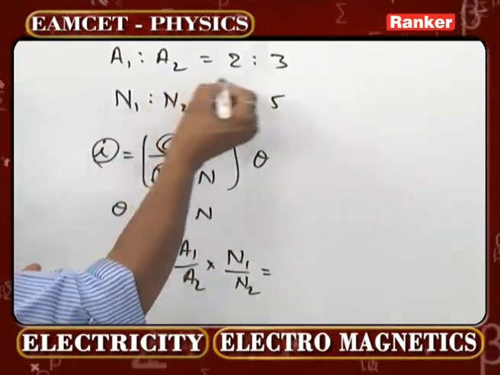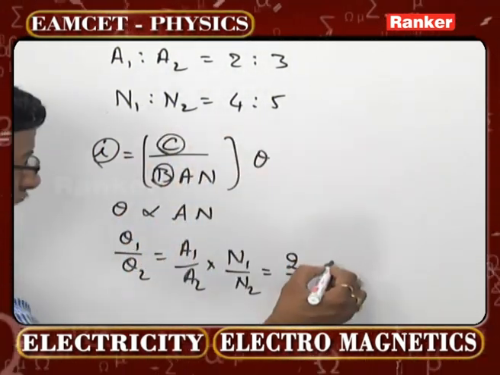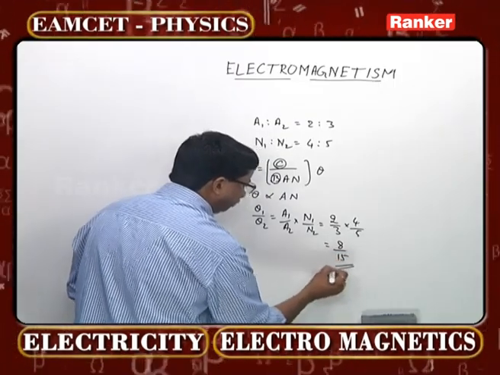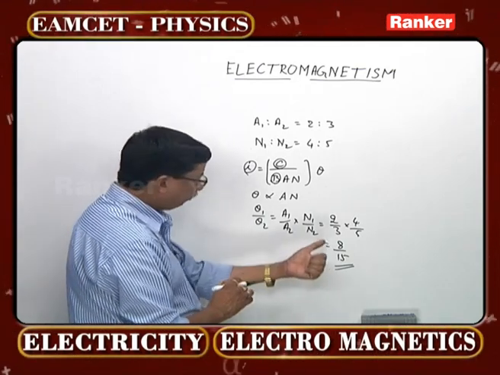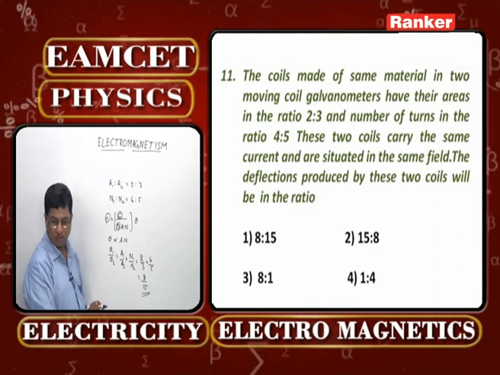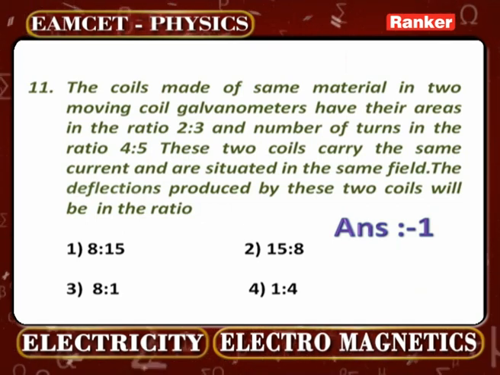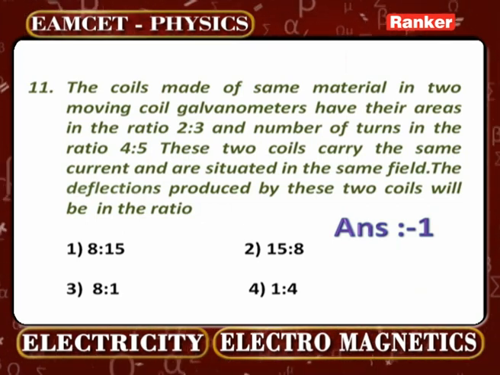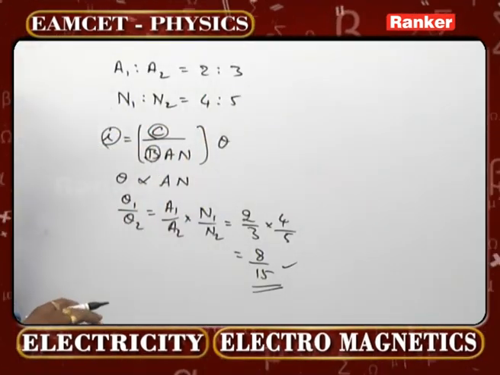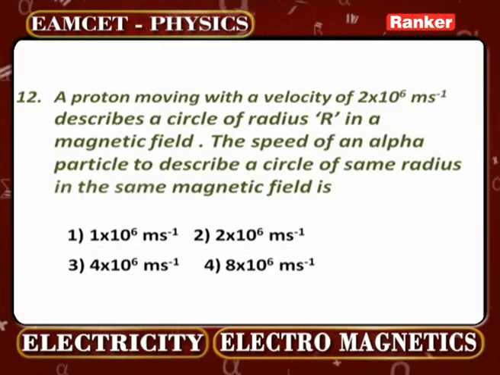What is the ratio of A1 and A2 he has given, you see? 2 by 3. What is the ratio of N1 and N2 he gave? 4 by 5. So it should be 8 by 15. Then what should be the ratio? 8:15. That must be the very first option which is given over there as 8:15. Look at the option number 1, please. 8:15. That only is going to be the corresponding value for us. So this is the formula which you have to remember for MCG, which is moving coil galvanometer. Look at the next number, that is problem 12.